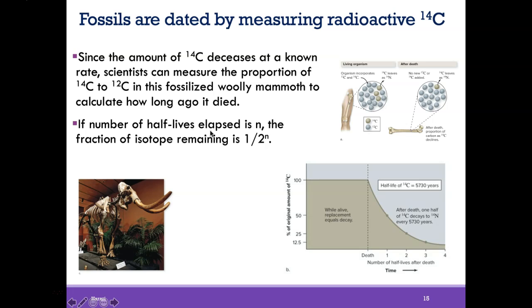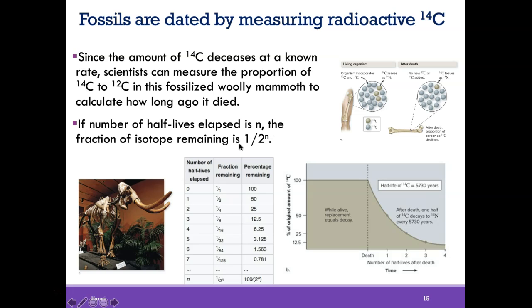The number of half-lives elapsed is n, where the fraction of isotope remaining is 1/2 to the n. Let me explain what this means a little bit more. After 0 half-lives, we can say that this is 1. After 1 half-life, let's plug in 1 for n. After 1 half-life, there is 1/2 of the isotope remaining. We could just plug in the number of half-lives elapsed.